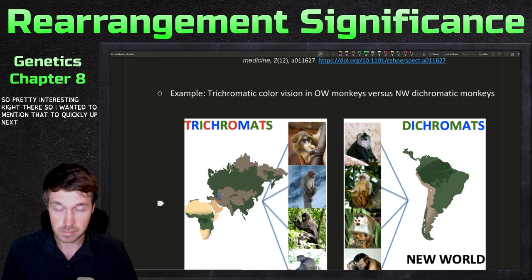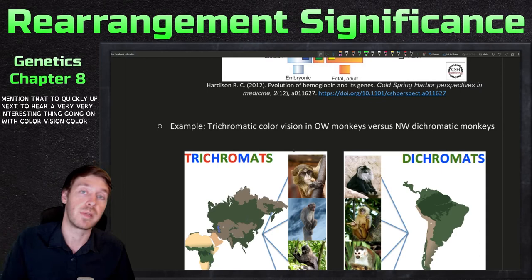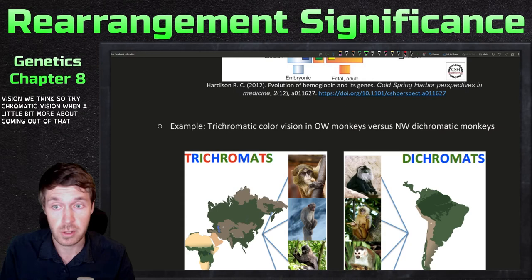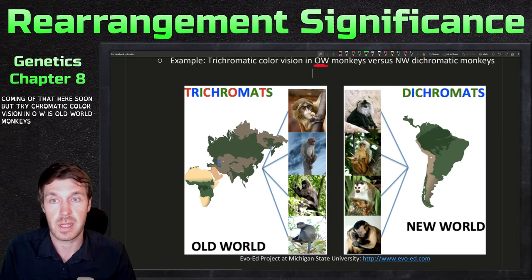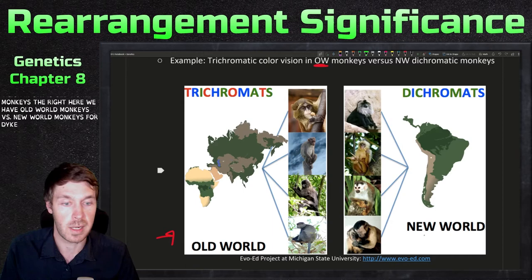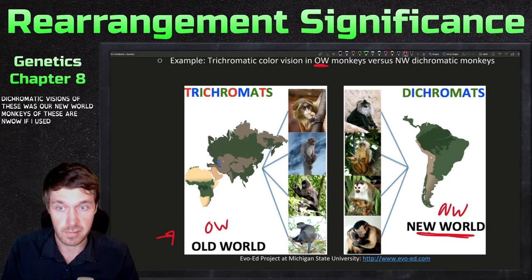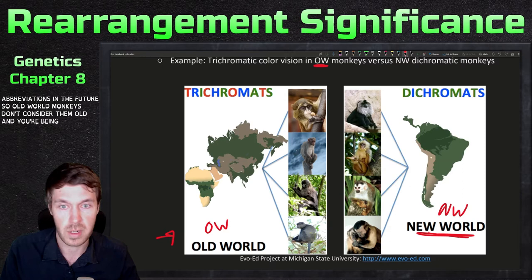Up next here, a very, very interesting thing going on with color vision. So trichromatic vision, I'll explain a little bit more about that here soon, but trichromatic color vision in OW is old world monkeys. So right here, we have old world monkeys versus new world monkeys for dichromatic vision. So these ones are new world monkeys. So these are NW, these are OW, if I use those abbreviations in the future. Old world monkeys, don't consider them old and being more historic. It's just how they describe them.